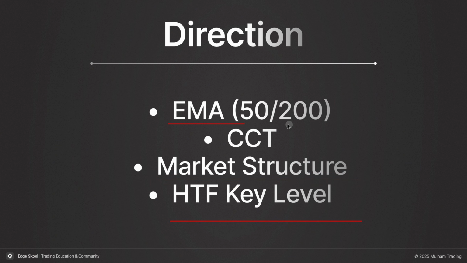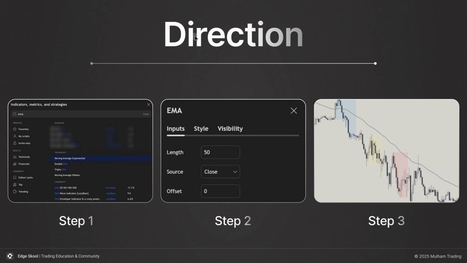For this video, we're going to be focusing on moving average using the 50 or the 200, just to keep it simple. Now, to use the EMA, you're going to go to TradingView, to the indicators. You're going to look for EMA, moving average exponential. You're going to go to the settings and have it as 50 or 200, depending on what you prefer. And now you have the moving average.